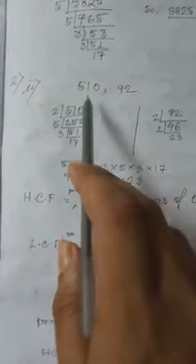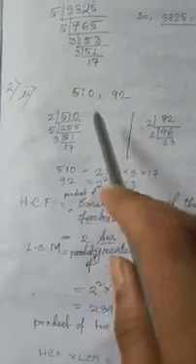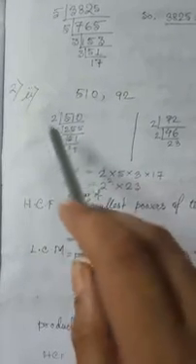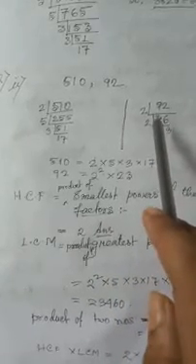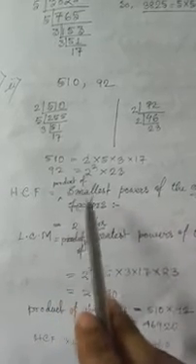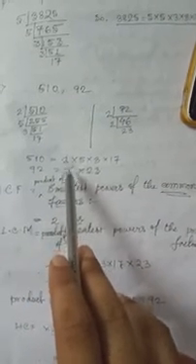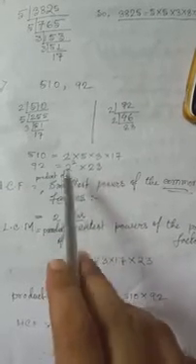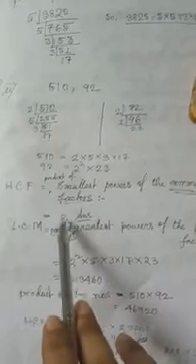Next one is find HCF and LCM, then prove the product of two numbers is equal to HCF into LCM. Then LCM of 510 and 92. Do this process. 510 equals 2 into 5 into 3 into 17 and 92 equals 2 square into 23. HCF is the product of the smallest powers of the common factors. So in 510 and 92, 2 is common and no other number is common, so the smallest power of 2 is here, so 2 is HCF.